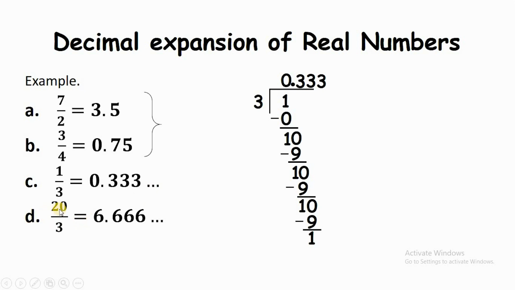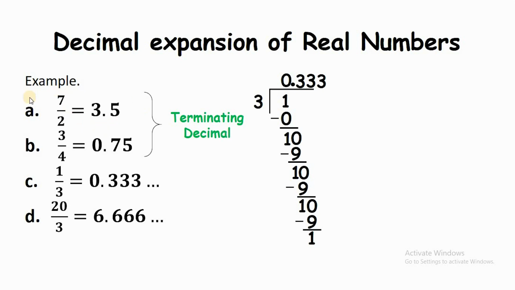Similarly, in example D, you'll find 20 by 3. When you express it in decimal form, you will get 6.666666, and it will not terminate. So in the first two cases, the decimal expansions are terminating, because at the end the remainders become 0. Therefore, these decimal expansions are called terminating decimal expansions.